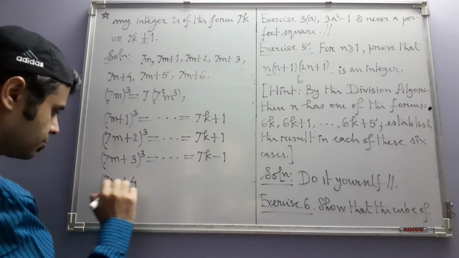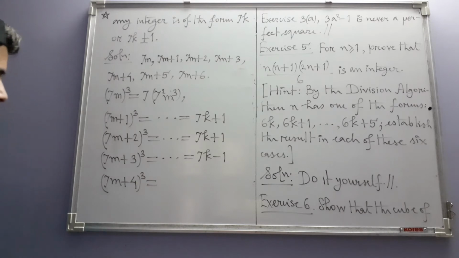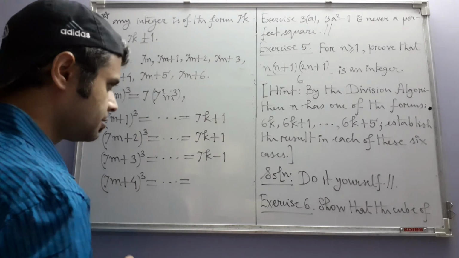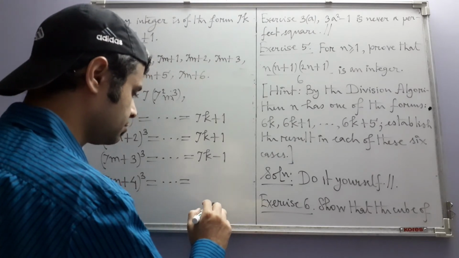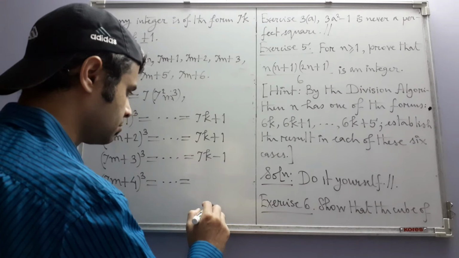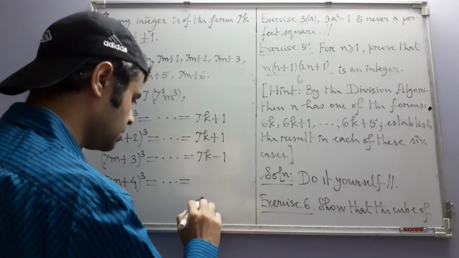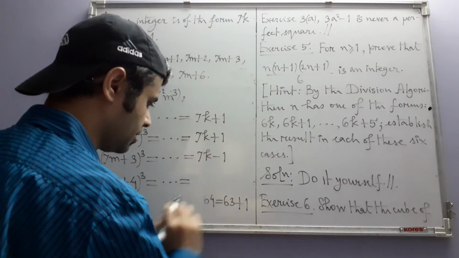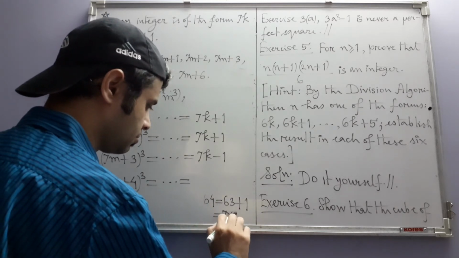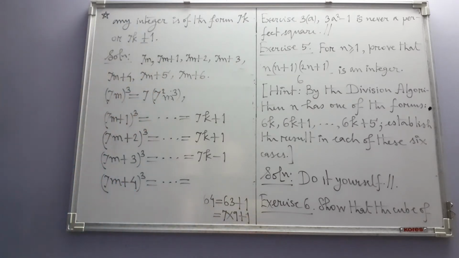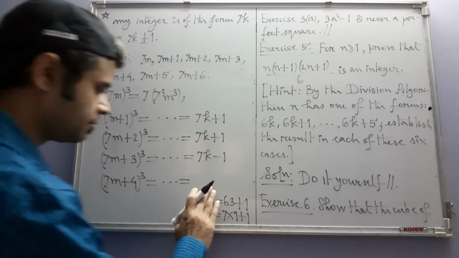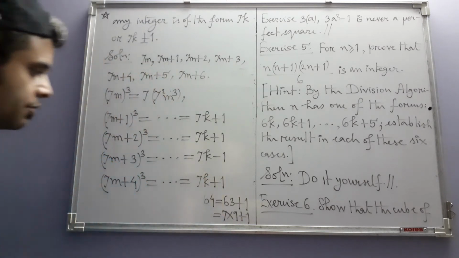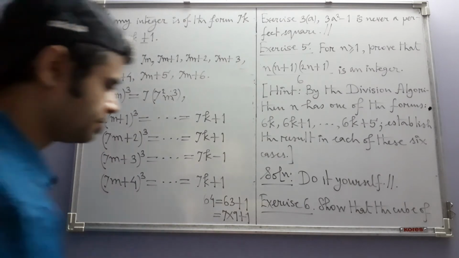Seven m plus 4 whole cube. So here we will have 64, which is 63 plus 1. So 63 is again a multiple of 7. So in this case the power is of the form 7k plus 1.